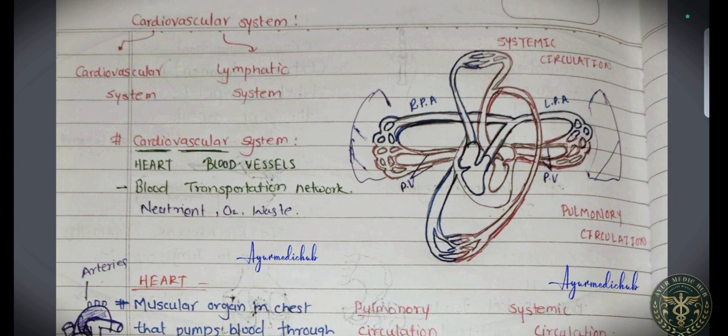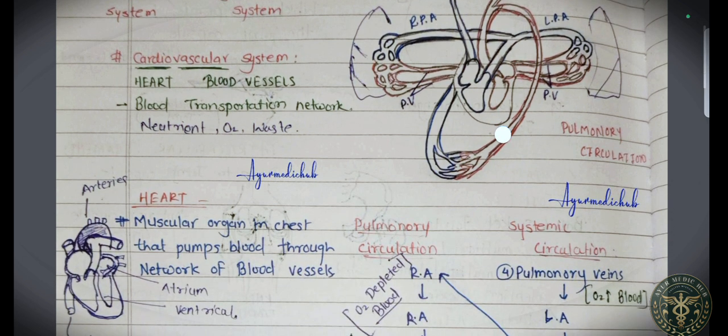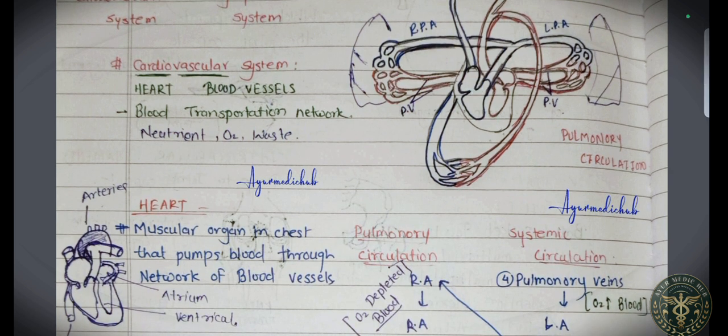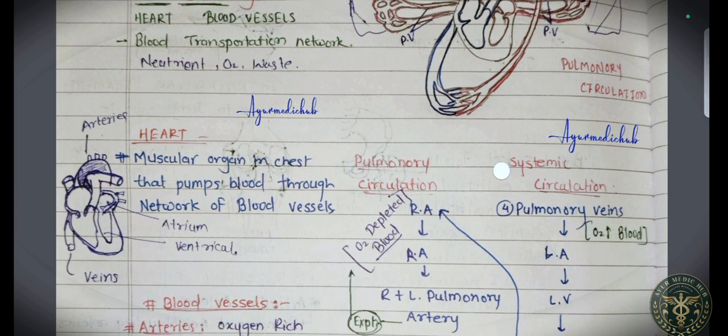Now let us understand how the cardiovascular system works. It consists of two circulations, that is systemic circulation and pulmonary circulation. Let us start with pulmonary circulation. Here the blood enters the right atrium and then it passes to the right ventricle, and from the right ventricle it enters the right and left pulmonary arteries.